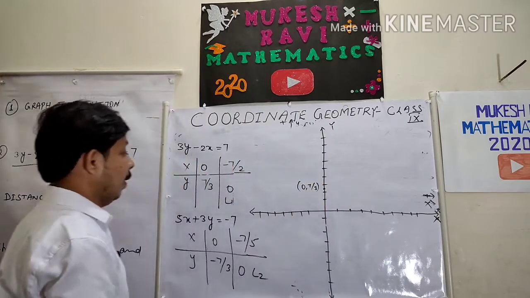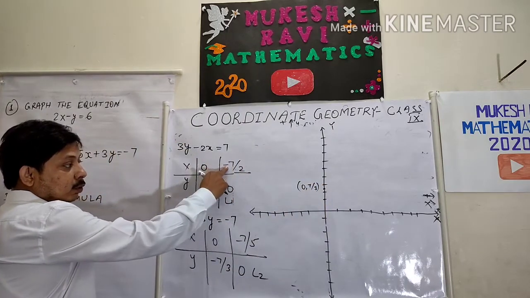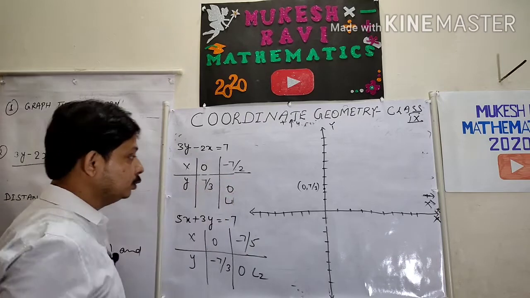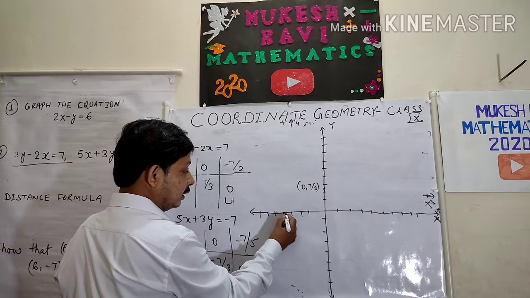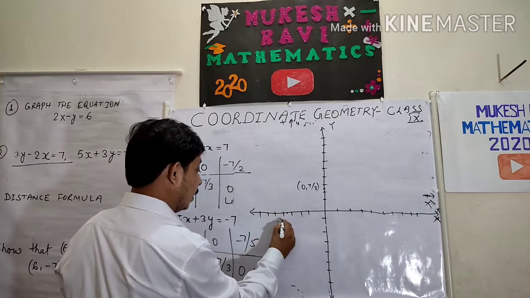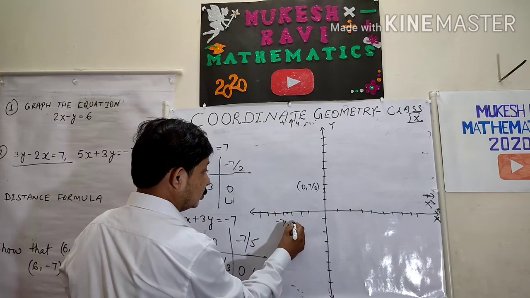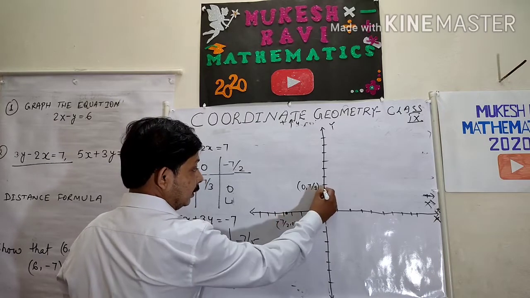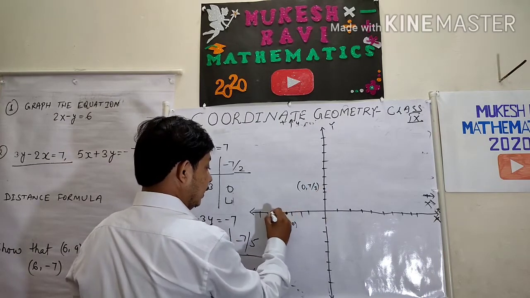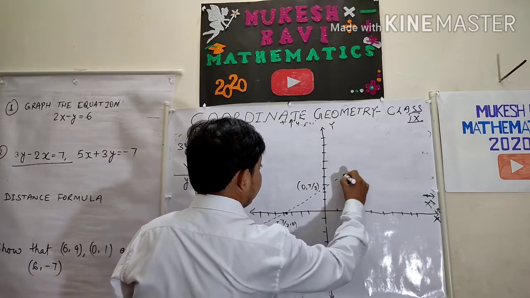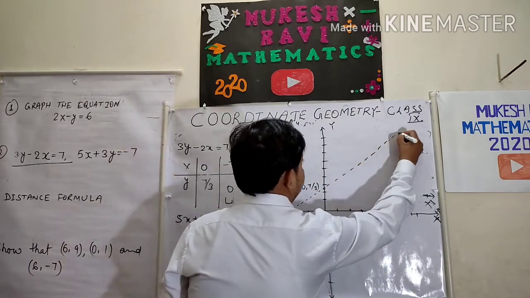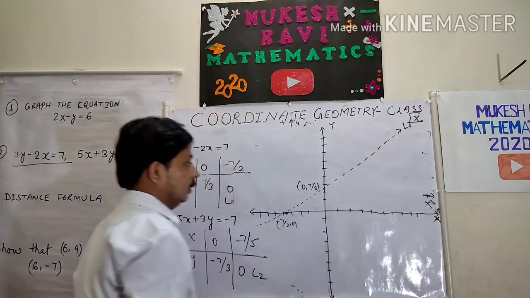And then x equal to minus 7 by 2, y equal to 0. Minus 7 by 2 means minus 3.5. Suppose this is 3.5. So minus 7 by 2 and 0. Now you have two fixed points. Suppose this is A, and now you draw this line. Suppose this is line L1.